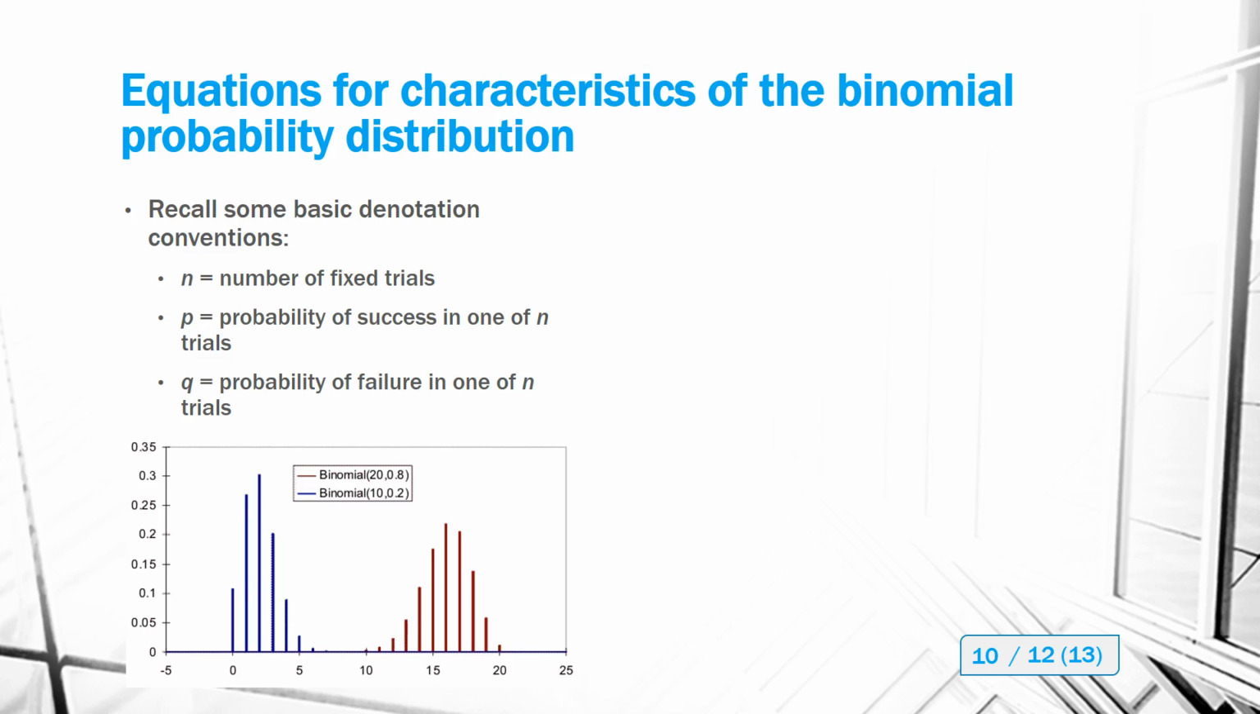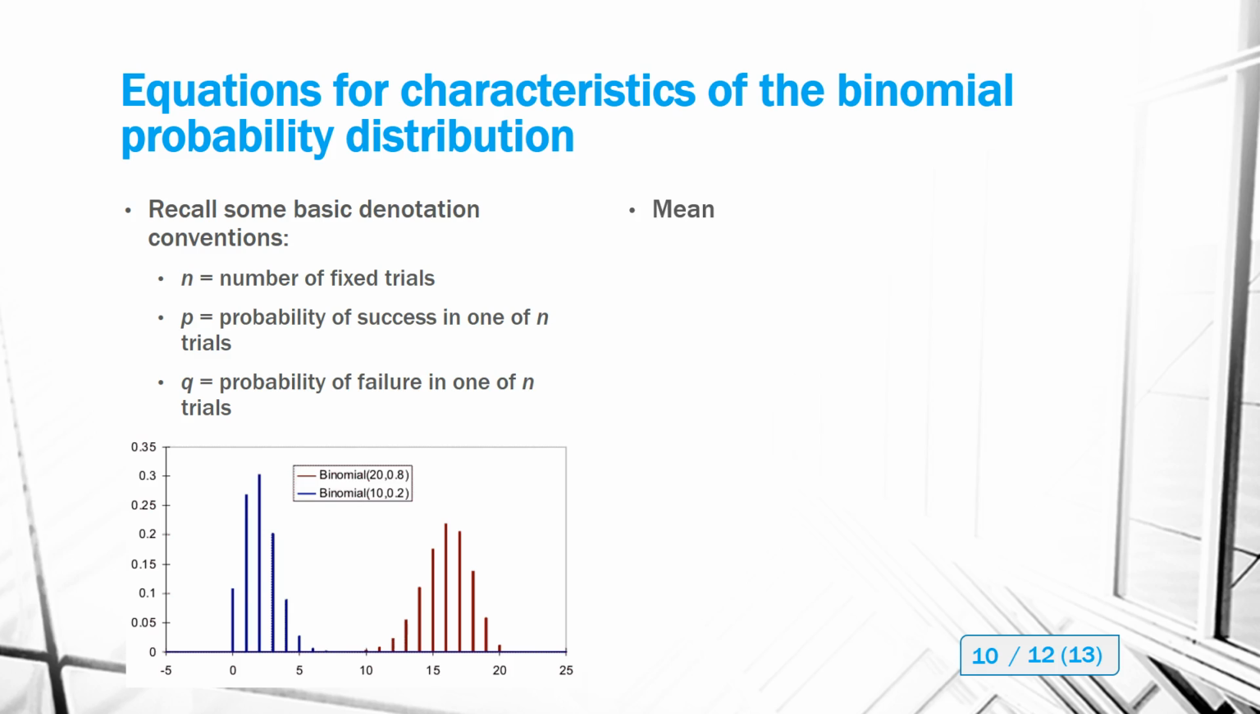So first, let's recall some basic conventions that we use when calculating with respect to the binomial probability distribution. N is the number of fixed trials, and is by definition a whole number. P is the probability of success in one of those N trials, and Q is the probability of failure in one of those N trials, where P and Q add together to equal 1. Okay, so with this under our belts, let's look at calculating the mean.